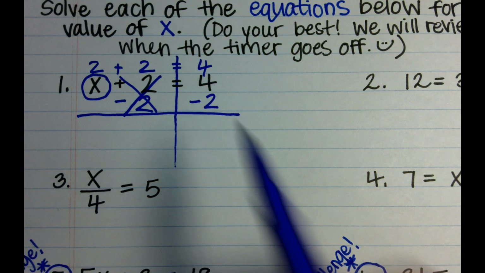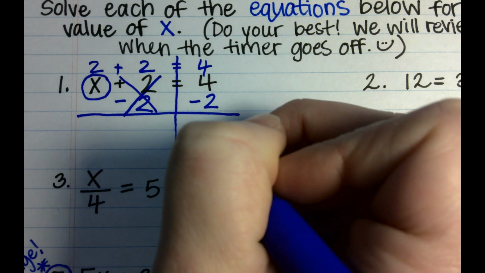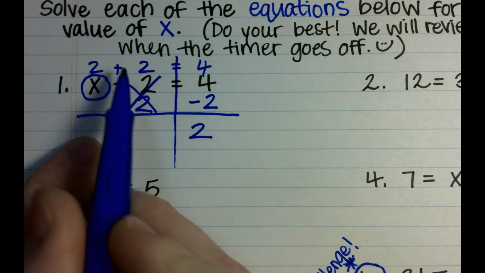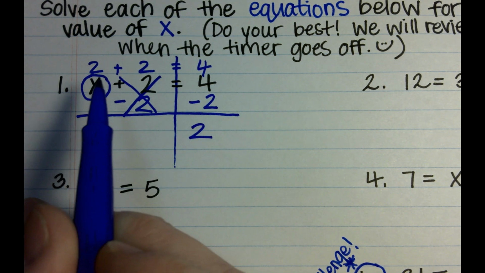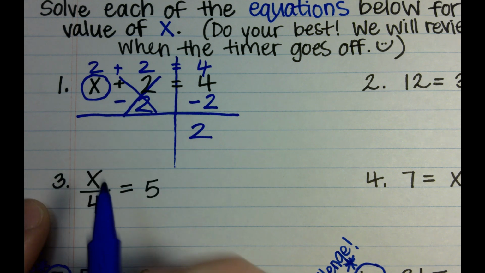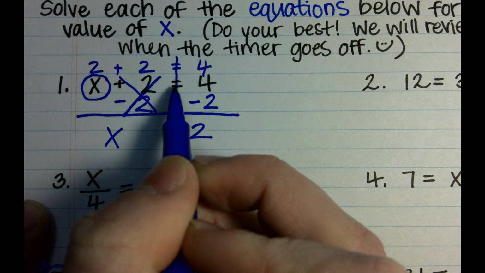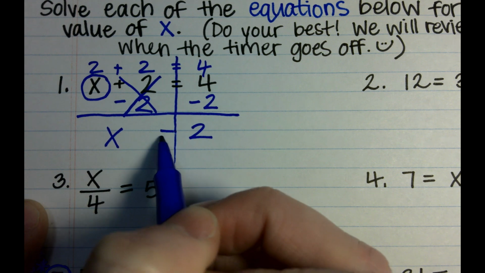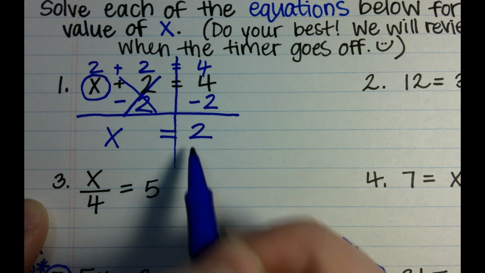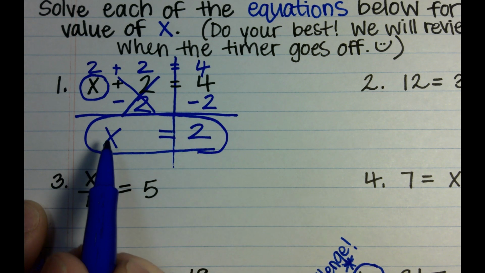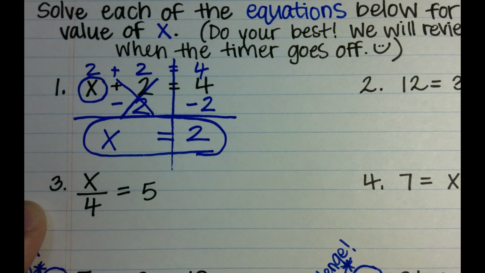And what's 4 minus 2? 2. So now we've gotten rid of that plus 2, and we just need to bring everything else down. I'm going to bring x down. I'm going to bring my equal sign down. And I did 4 minus 2 to get 2. And this is your answer. x equals 2. Which is what we figured out right there at the beginning.